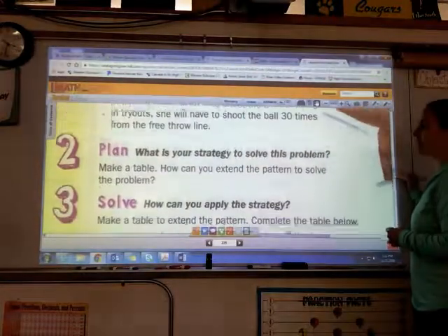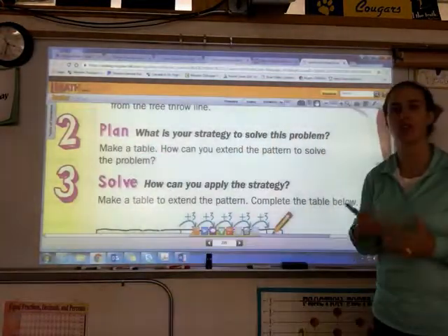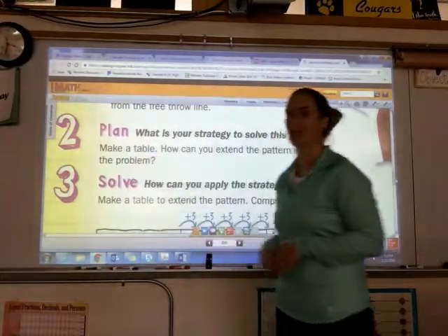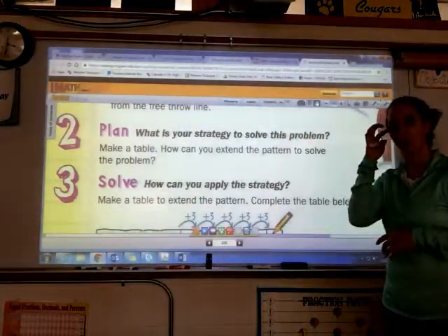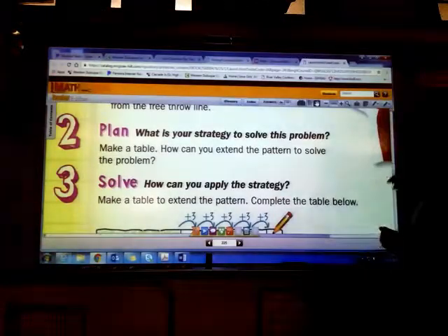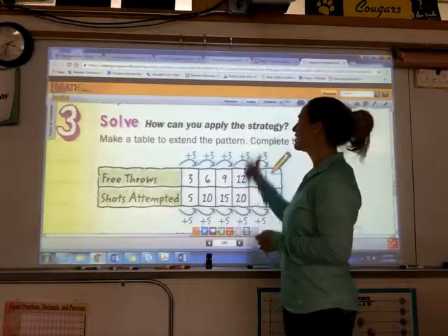Step 2 of our problem-solving plan is to come up with an actual plan. Okay, what is our strategy going to be to solve this problem? The book is suggesting to make a table. Obviously, we're working on looking for a pattern, so I think creating that table would be a definite benefit for you. Looking at solving it then, how can we apply this strategy?